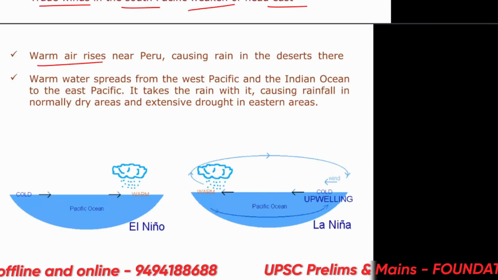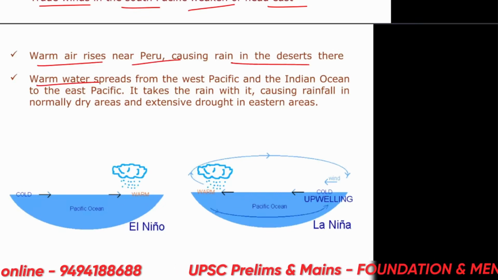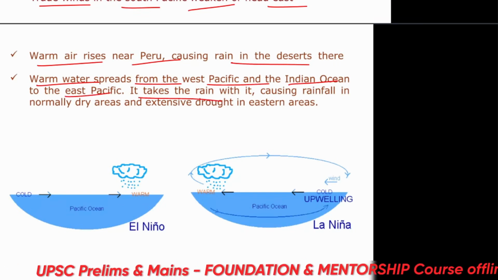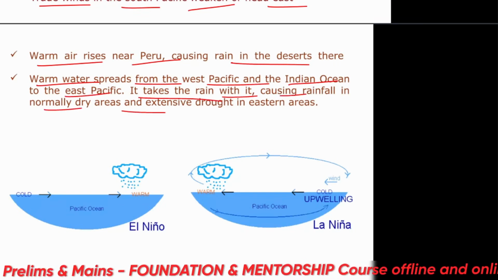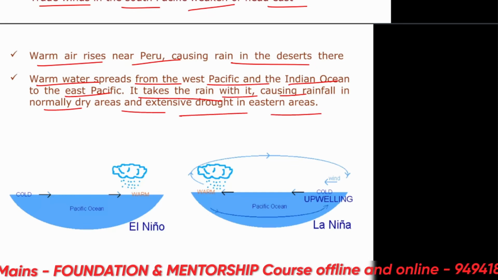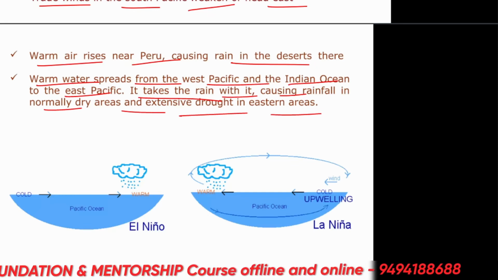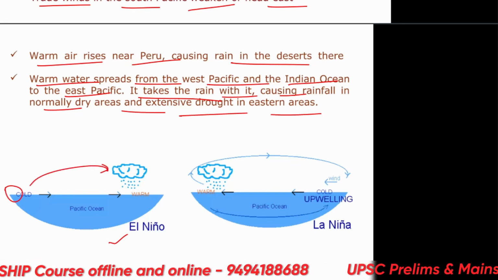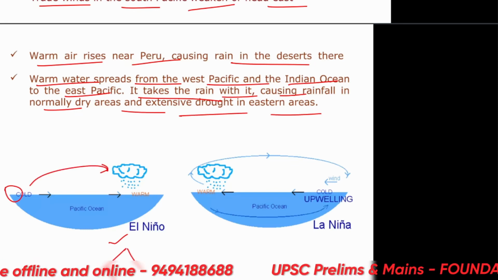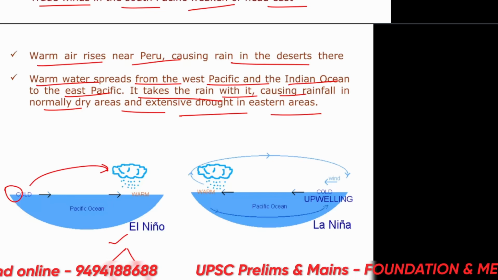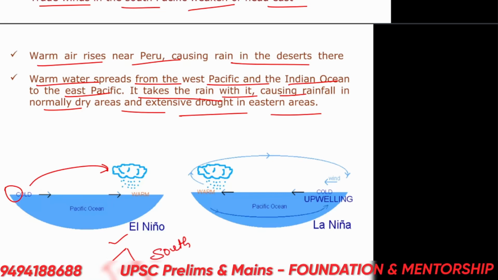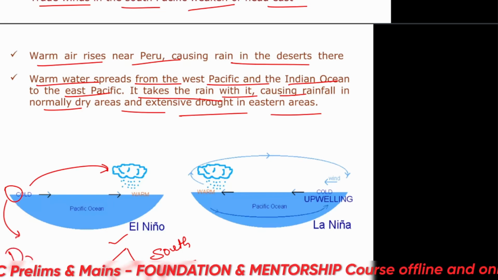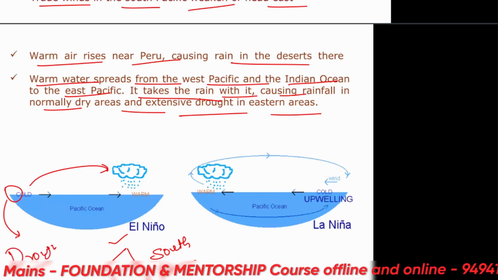So warm air rises near Peru, causing rain in the deserts there, and warm water spreads from the West Pacific and Indian Ocean to the East Pacific. It takes the rain with it, causing rainfall in normally dry areas and extensive drought in eastern areas. What you basically see here is that during El Nino years, the rain will be directed towards South America. Simply understand by this: South America gets rain, and there are drought conditions or dry conditions in India.